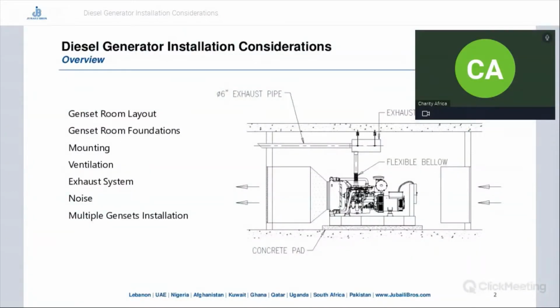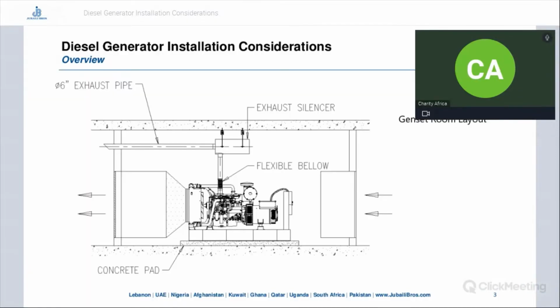So for today's topic, we will be discussing the genset room layout, genset room foundations, mounting system, ventilation system, exhaust system, noise, and multiple genset installations. For the genset room layout, we will be discussing the installation guidelines, the do's and don'ts, and the typical arrangement of the genset room.